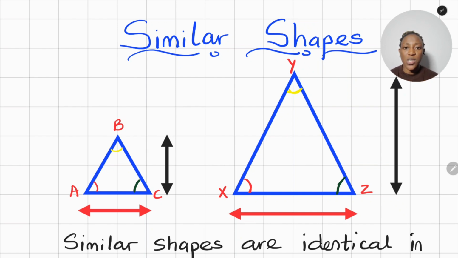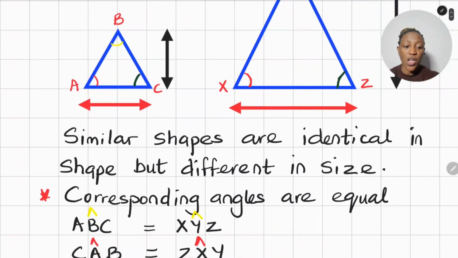What are the characteristics that define whether a shape is similar or congruent? Let's start with similar shapes. For similar shapes, like I said earlier, the sizes are not exactly the same, but the corresponding angles are the same. Bear that in mind. The corresponding angles are the same.